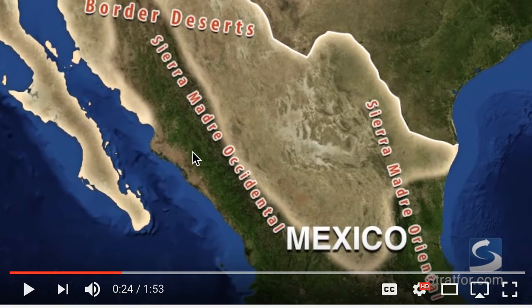Mexico also has a rainforest, which we're going to talk about, in that area by the Yucatan Peninsula.